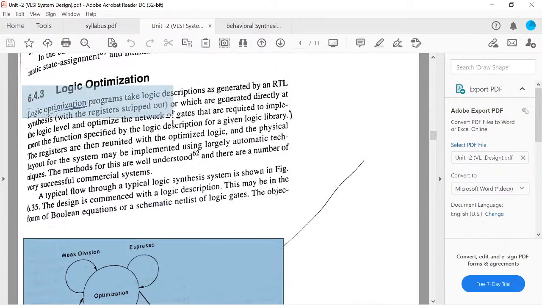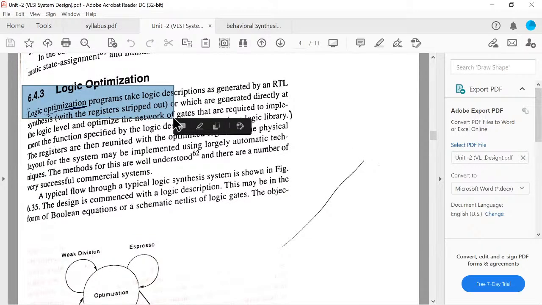Logic optimization is nothing but an optimization of the circuit, or changes in the circuitry, according to the designer's requirement. That means it can be in the form of area, or it can be in the form of timing.